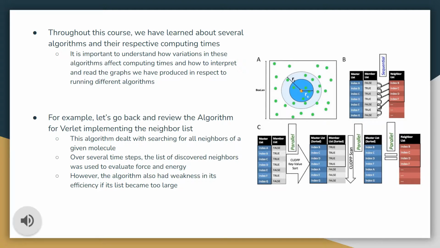For example, let's go back and review the Verlet algorithm implementing the neighbor list. This algorithm dealt with searching for all neighbors of a given molecule. Over several time steps, the list of discovered neighbors was used to evaluate force and energy. However, the algorithm also had weakness in its efficiency if its list became too large.